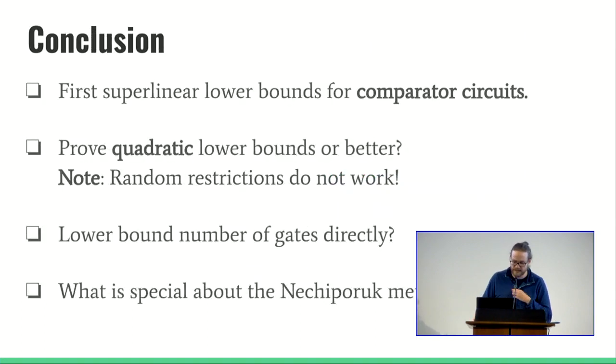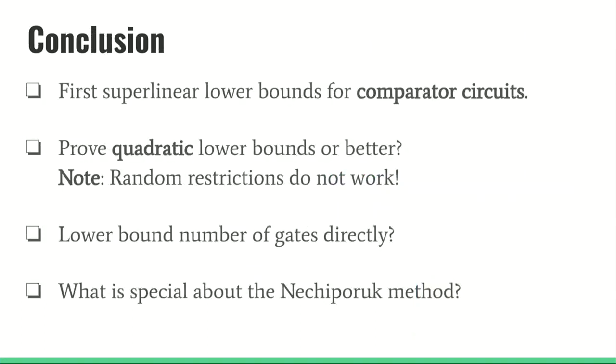Okay, so I guess that's all my time. So we proved the first superlinear lower bounds for comparator circuits. Obviously, there's a limitation here in that the lower bound only goes up to n to the 3 halves. A natural question is whether or not we can prove quadratic lower bounds or better.